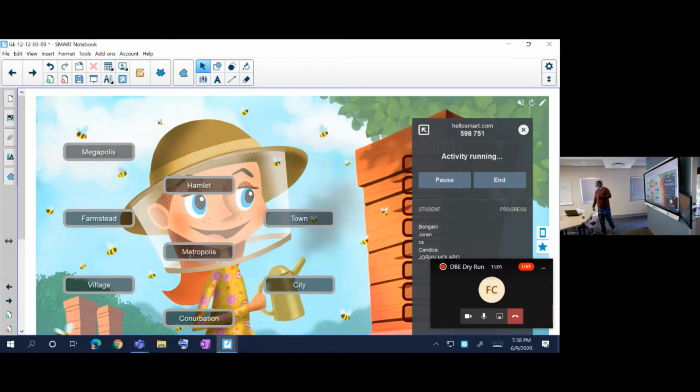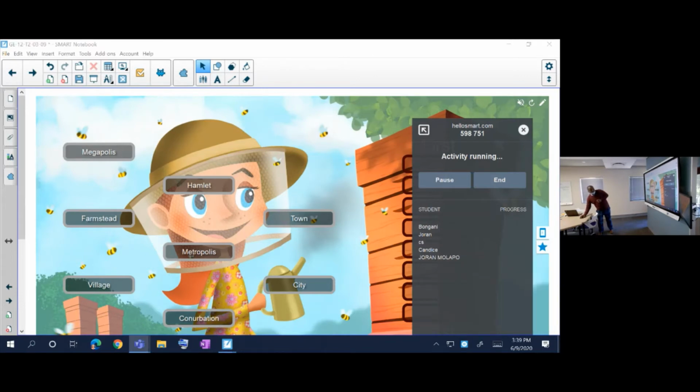I've got one of my teachers in the room, so please just go to www.hellosmart.com and enter in. I also have other learners who are connected virtually. Are we able to get to the activity? I'm just waiting to see how the learners will be joining in.